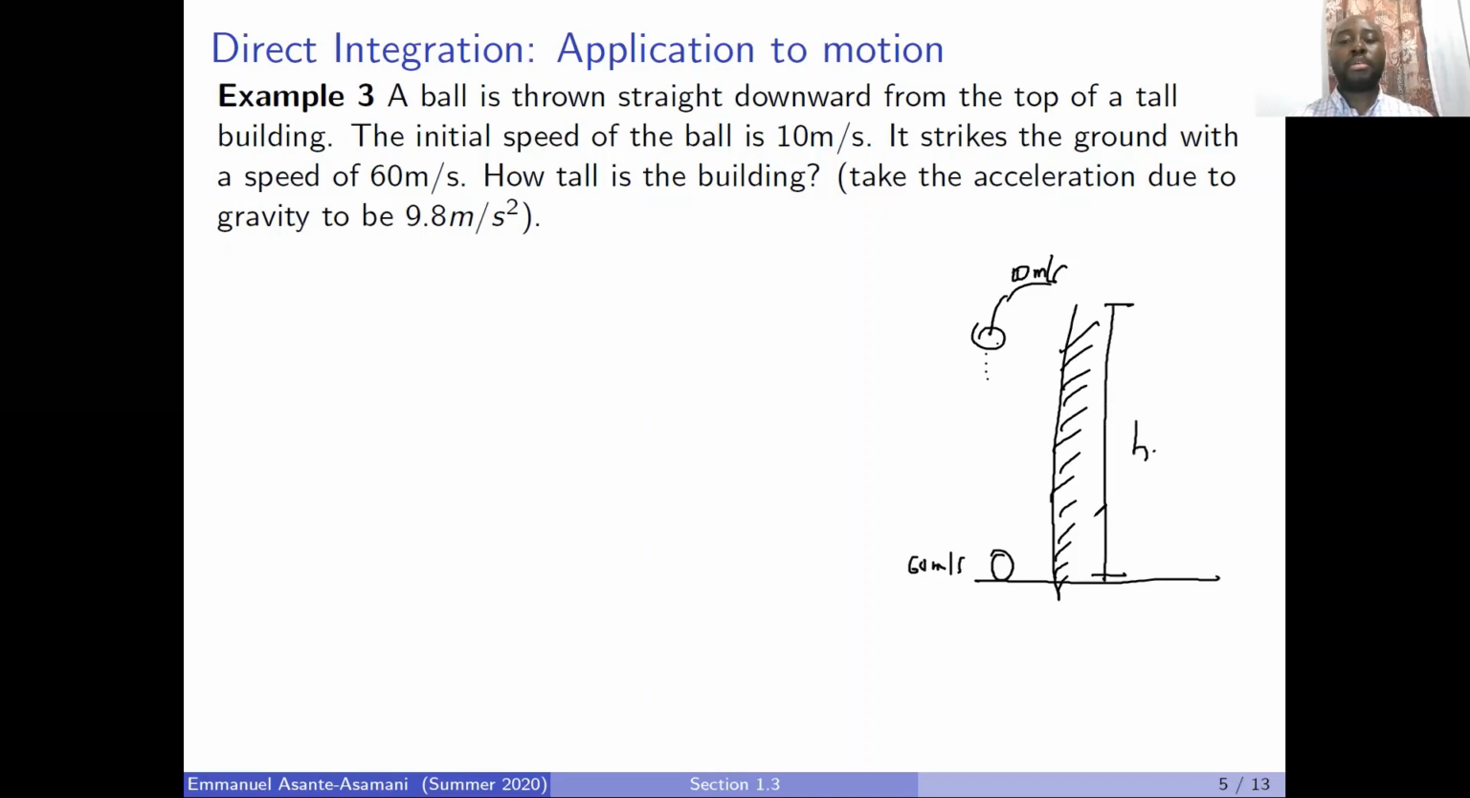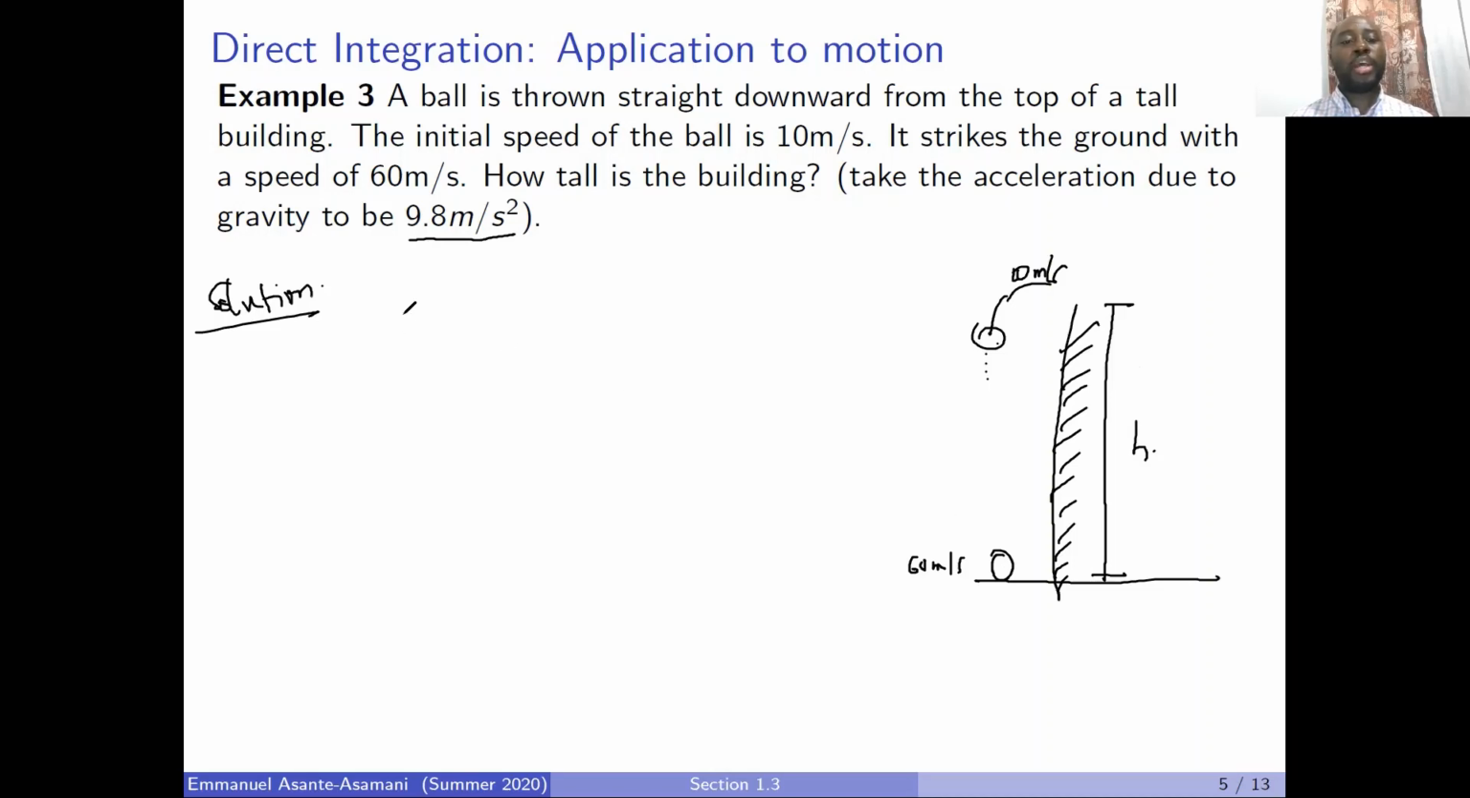Okay, how tall is this building? And we are told to take the acceleration due to gravity to be 9.8 meters per second squared. All right, so how do we set this up? Now, one thing that we know is that at the moment when the ball hits the ground, it would have traveled through the entire height of the building.